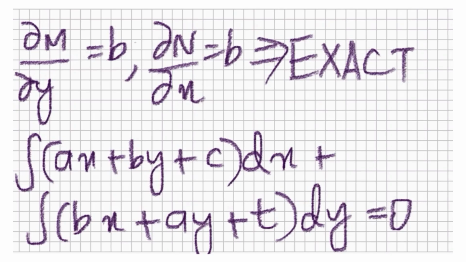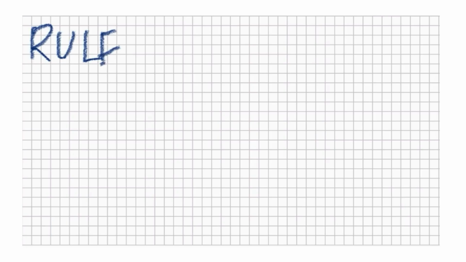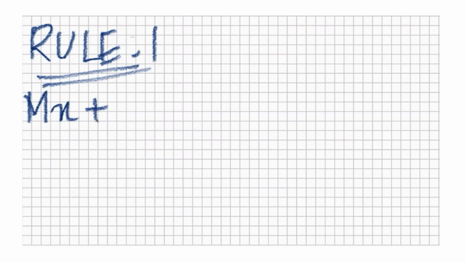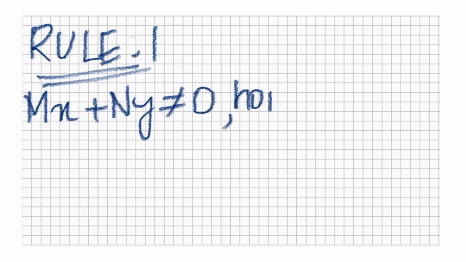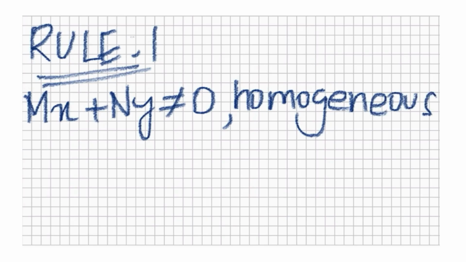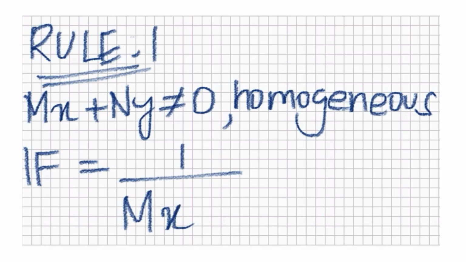We start by talking about the four rules of solving an exact differential equation. The first rule tells us that when an equation is of the form M(x, y) dx plus N(x, y) dy equals 0, and when the equation is either homogeneous or when both M and N are quadratic or higher degree polynomials, we take the integrating factor as 1 by Mx plus Ny, which we multiply to the given differential equation, which makes it exact.